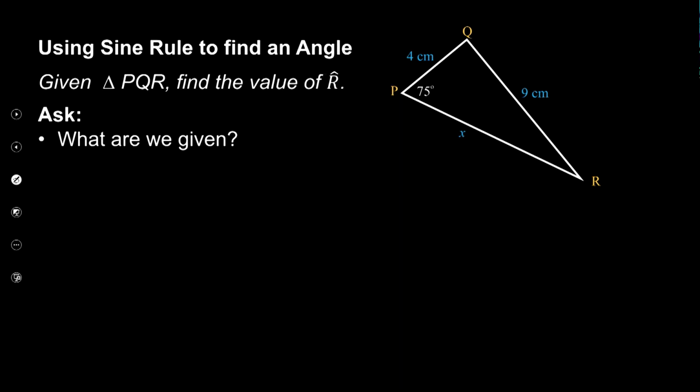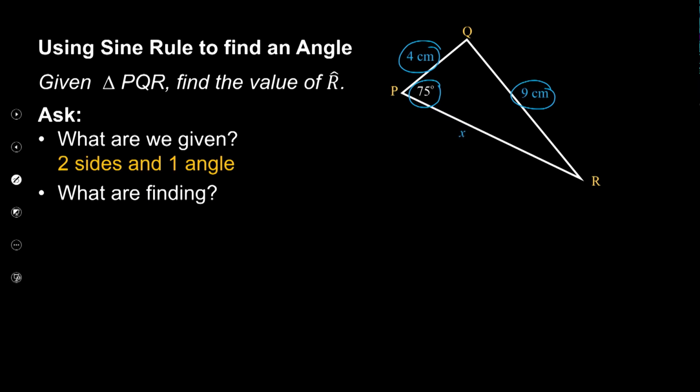First question, what are we given? Let's look at our diagram again. We're given one side, two sides, and an angle. So in this case, we're given two sides and an angle. The next question, what are we finding? What do they ask us to find? They wanted us to find this angle here, angle R. So we've got to find an angle.